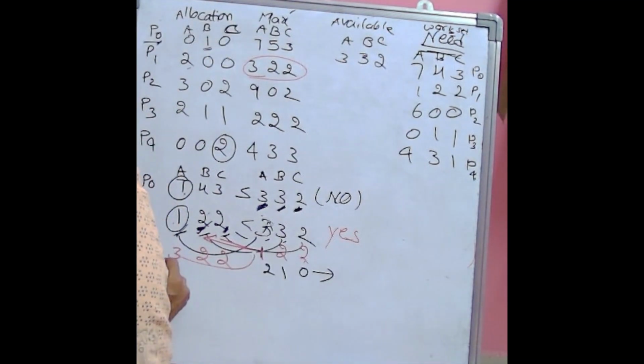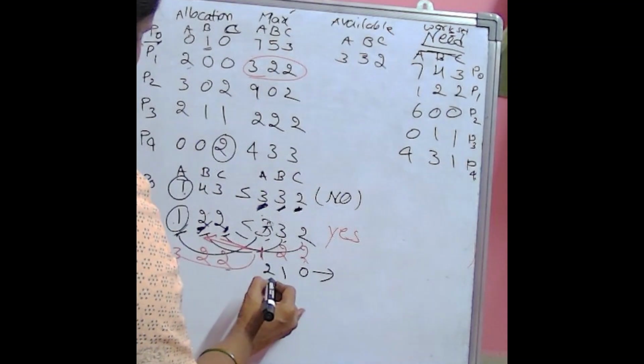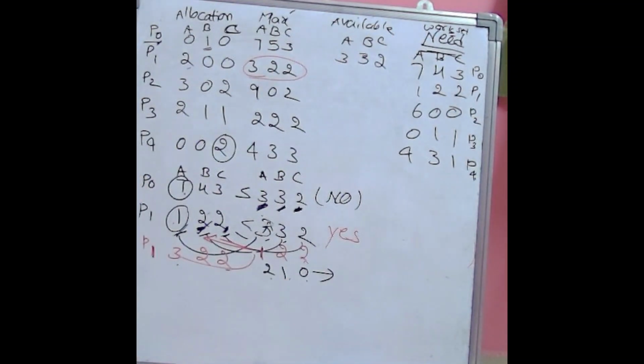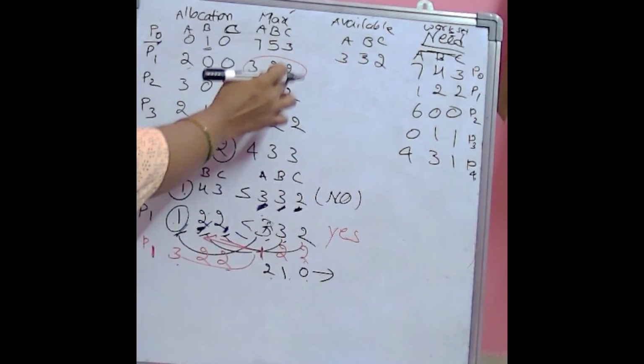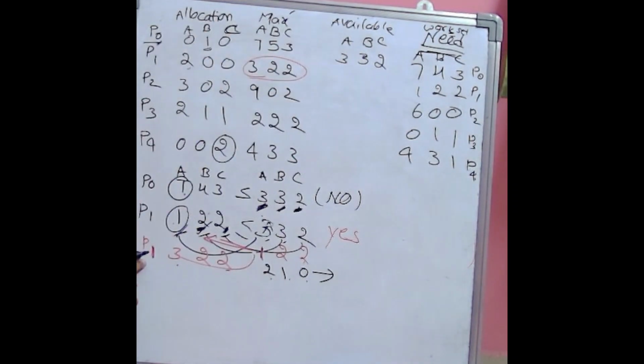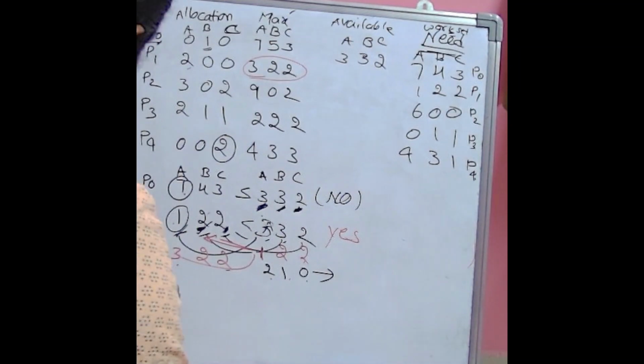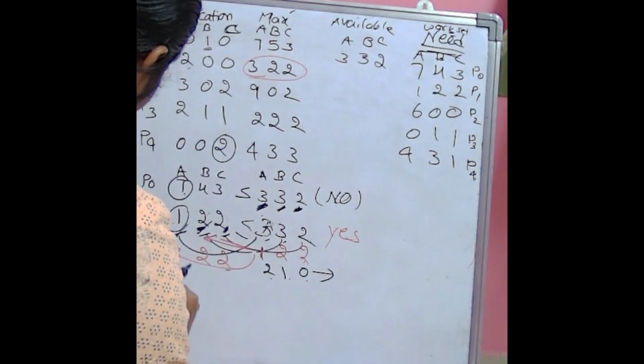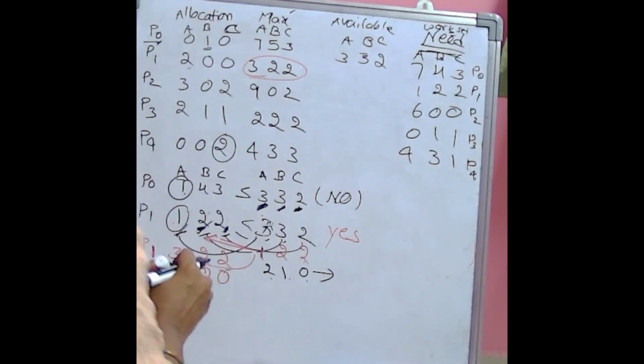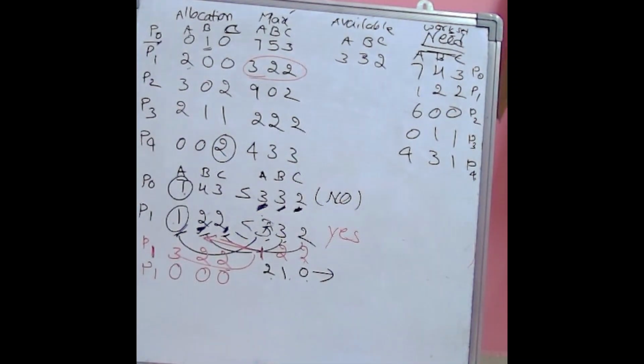After this, with P1 it is 3, 2, 2, and this one is 2, 1, 0. Now P1 is having complete information, whatever the maximum requirement is there. That means it is having its maximum requirement. That's why it will complete its execution and release all the resources. It releases all the resources, so now P1 is having only 0, 0, 0. Within time it will complete its execution.